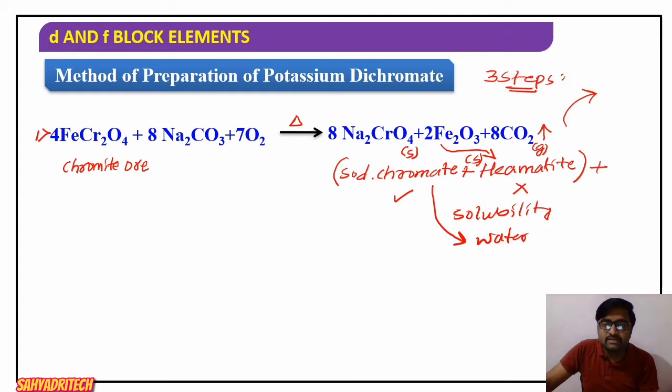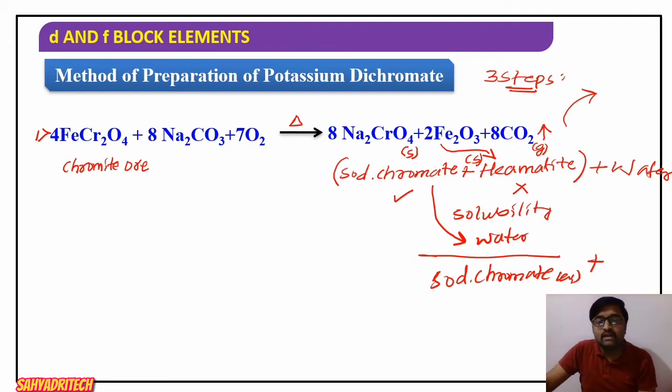Which means, if you add water to the mixture, what happens? Sodium chromate will be extracted along with the water, leaving behind hematite ore. Means, when we add water to the mixture, we get aqueous sodium chromate, which is dissolved and extracted along with water, leaving behind iron oxide, Fe2O3, which remains in the solid state.